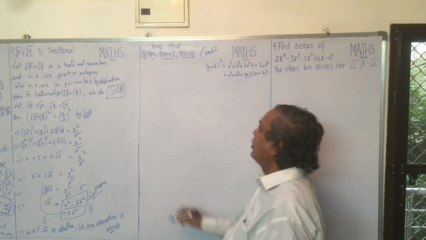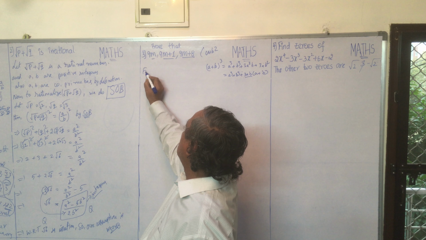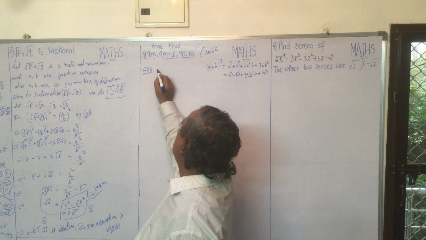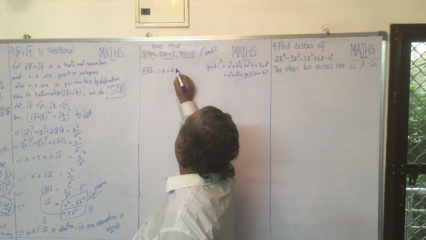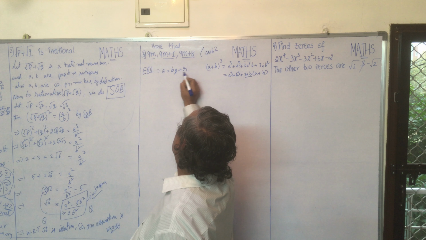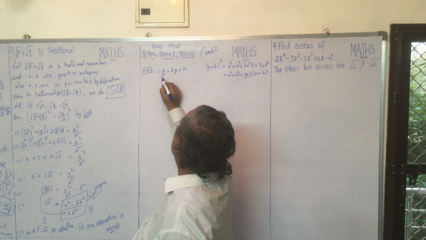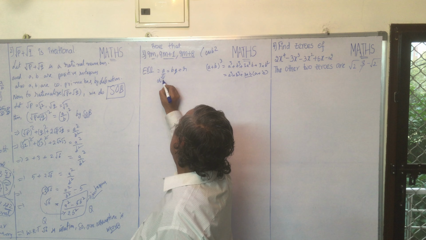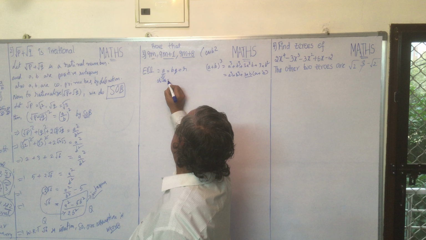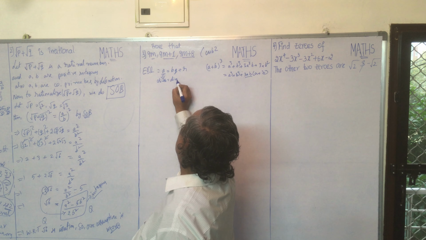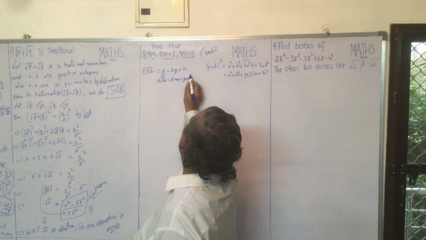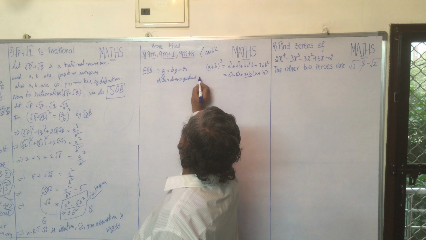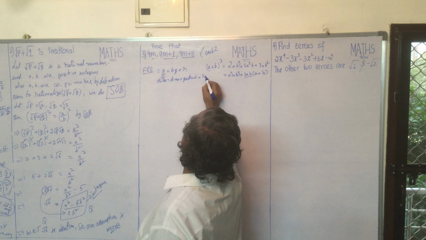What is Euclid's division lemma? Euclid's division lemma is a equals bq plus r. Here a is the dividend, b is the divisor, q is the quotient, and r is the remainder.